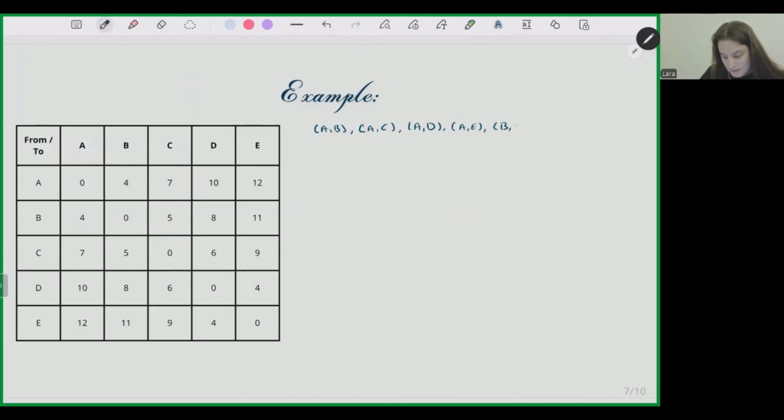Then we have B and C that can be opened together. B and D can be opened together. B and E can be opened together. And then we have C and D can be opened together. C and E can be opened together. And lastly, D and E can be opened together. So we have 10 sets that can be chosen from.